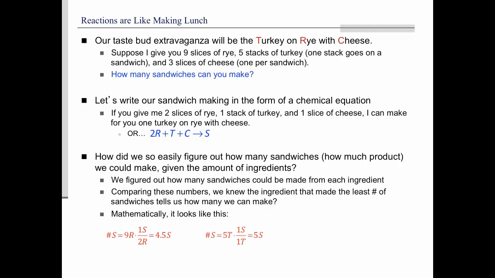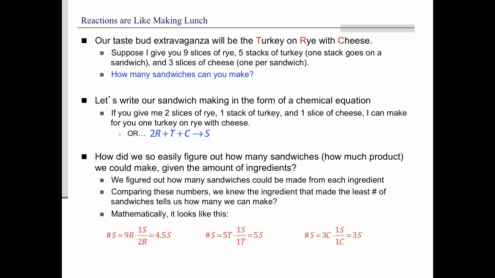And then you went on to the next ingredient. Oh, 5 stacks of turkey. Well, each stack of turkey can make me 1 sandwich. So I can make 5 sandwiches from this. And then finally, you looked at the available cheese. You said, hey, you know what? I've got 3 slices of cheese. For every slice, I can make 1 sandwich. I can make 3 sandwiches. And you said, I'm going to run out of cheese, and I can't make all my sandwiches. So the only thing I can do is make 3 sandwiches. So that's what you did, and this is the mathematics we need to do in our limiting reactant problems.